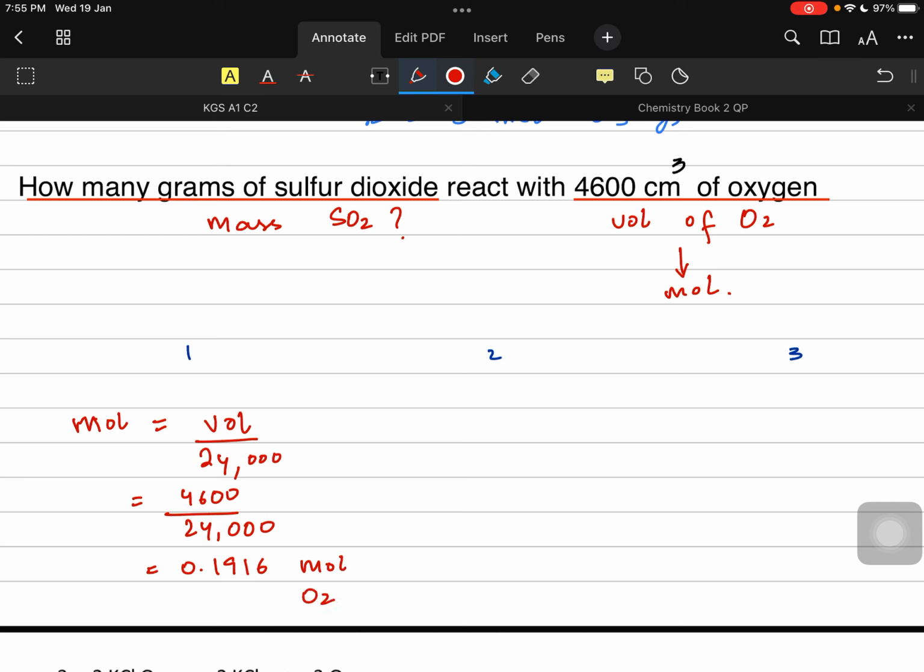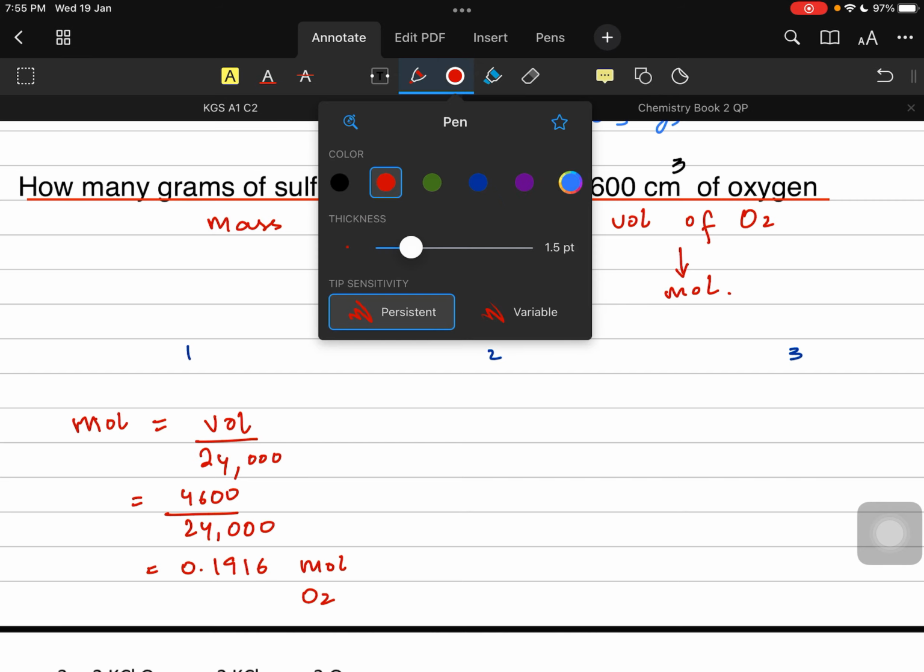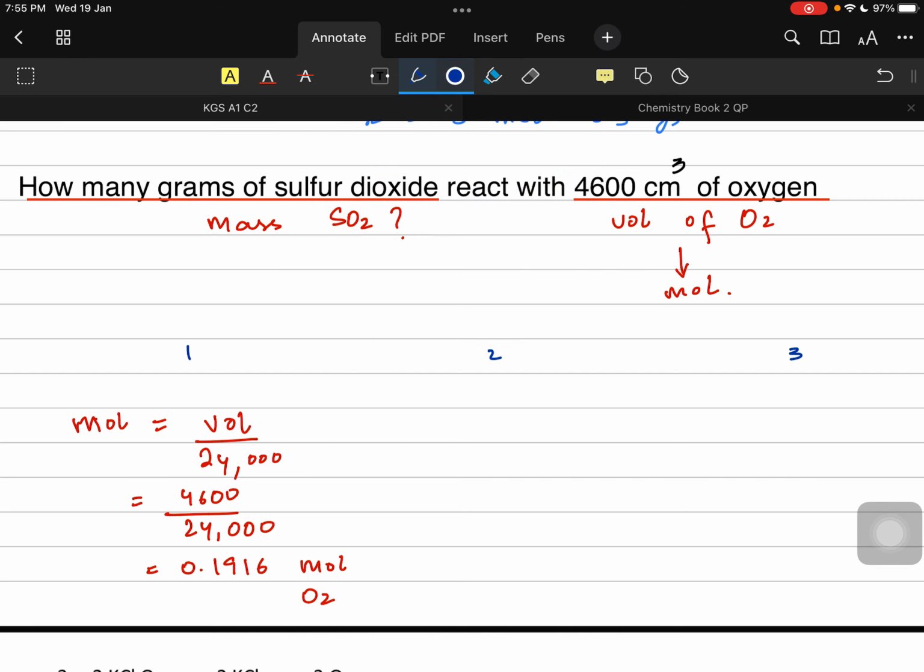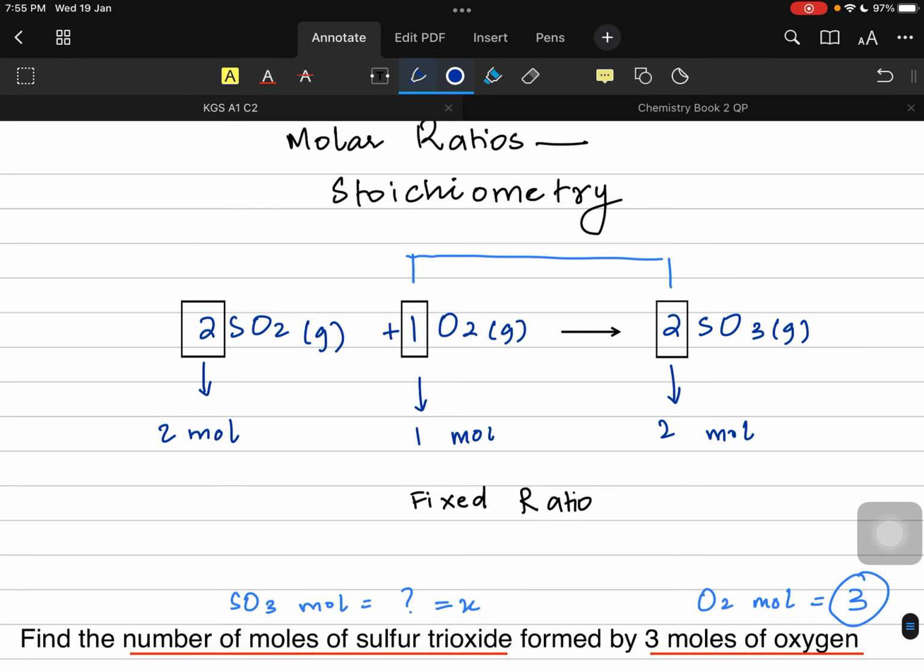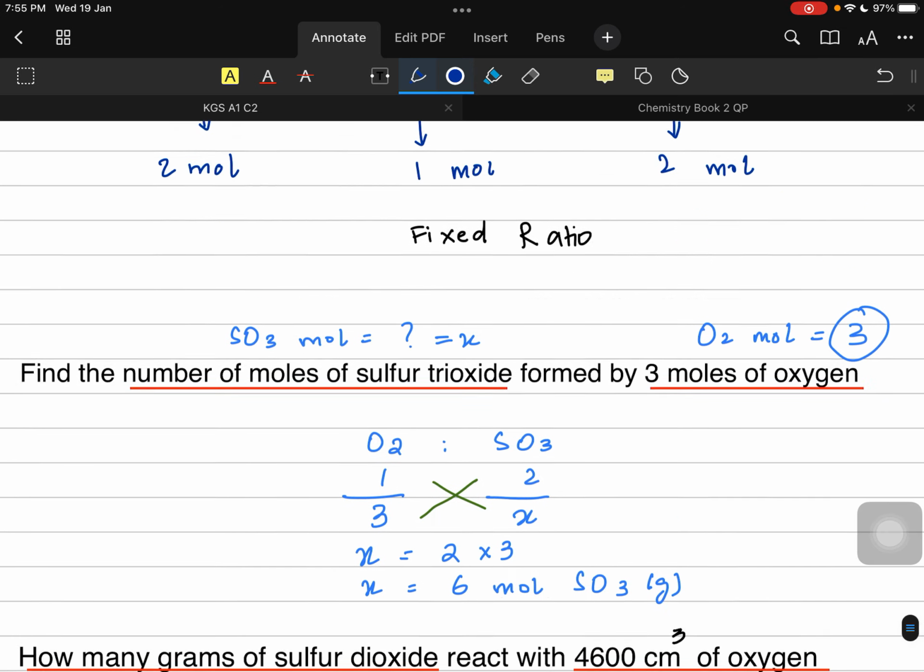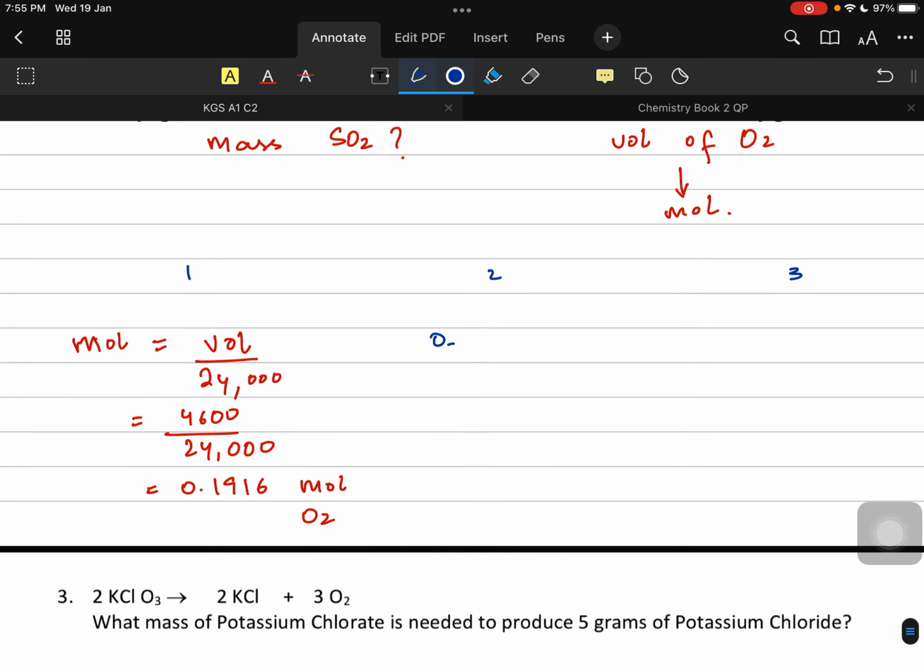Now, over here, we need to know the ratio between oxygen and sulfur dioxide. If we look at the equation, we get to know that the relationship between oxygen and sulfur dioxide is, again, 1 times 2. The relationship between oxygen and sulfur dioxide is 1 times 2.